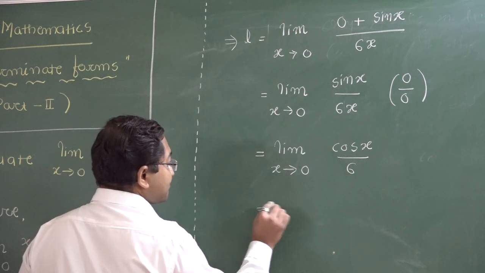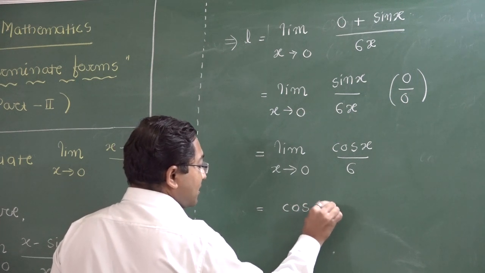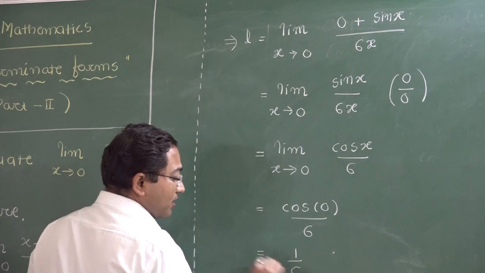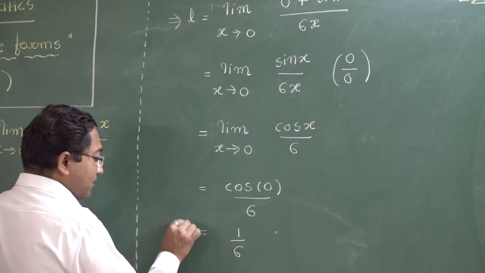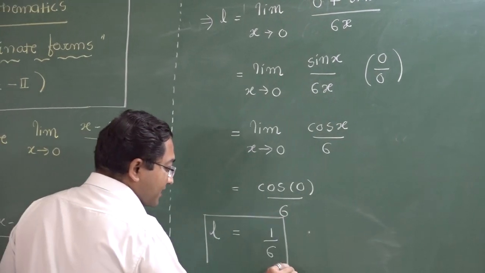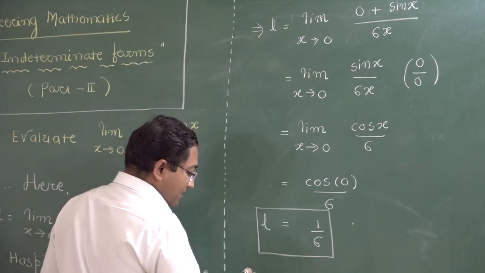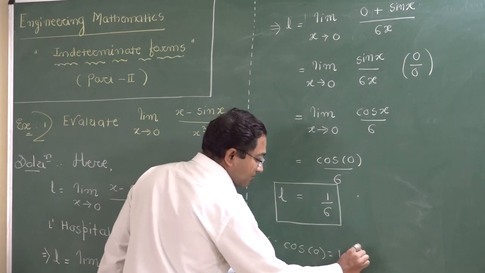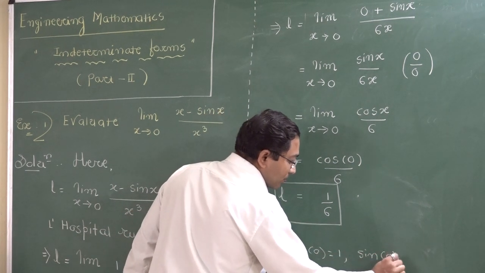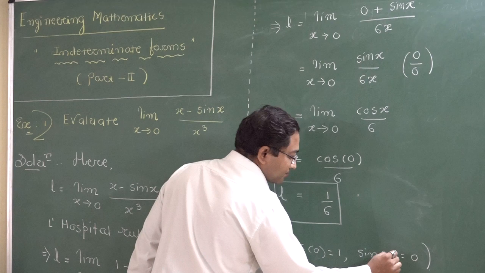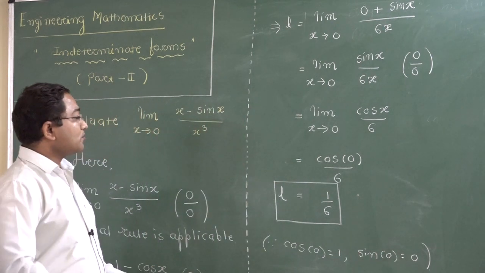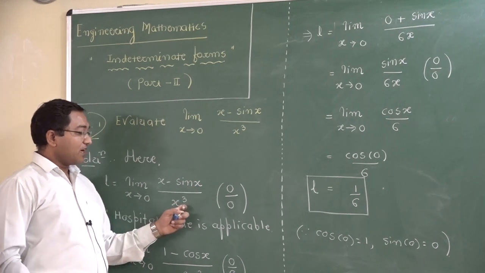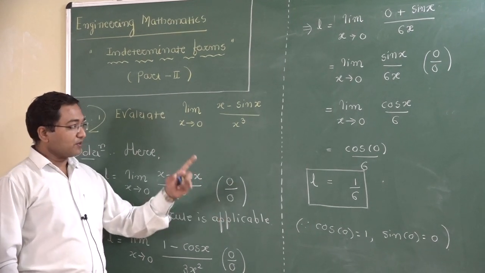So that is cos 0 upon 6. What is cos 0? Cos 0 is 1 upon 6. Then our finite limit is 1 by 6, and we use the fact cos 0 equal to 1. Done. So that is all about when the given function is of the form 0 upon 0.